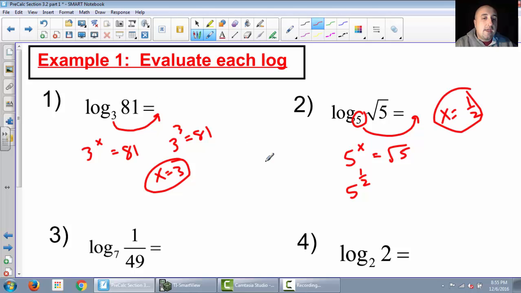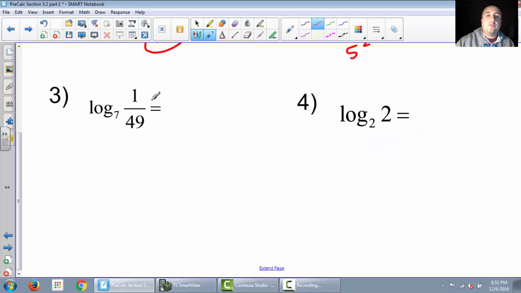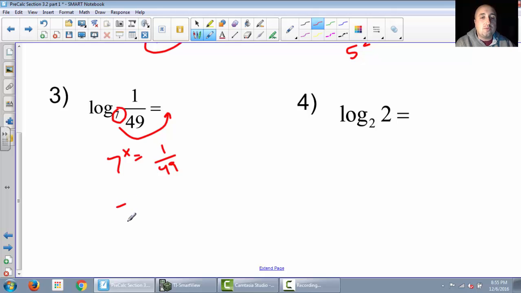Okay, and let's do number 3. All right, 7 raised to what power is equal to 1 over 49? What this does is take us back to our negative exponent properties. So 7 raised to, remember, to get a whole number down to a fraction, it's got to be a negative exponent. And what does that exponent need to be? How do I get a 49 from 7? Well, you have to raise it to the second power. So remember, that's 1 over 7 squared, which is equal to 1 over 49. So the answer to this one is -2.